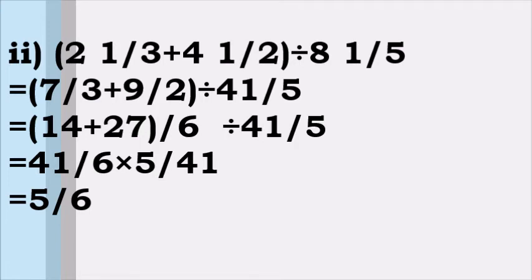So we are going to solve the bracket first. So LCM for 2 and 3 is 6. So 3 will go into 6, 2 times, 2 times 7, 14. Plus 2 going into 6, 3 times, 3 times 9, 27. All over 6, divided by 41 over 5. So 14 plus 27 will give us 41 over 6. Then because of the division, it turns to multiplication, so it will be times 5 over 41. So 41 cancels 41, it will leave 5 over 6.